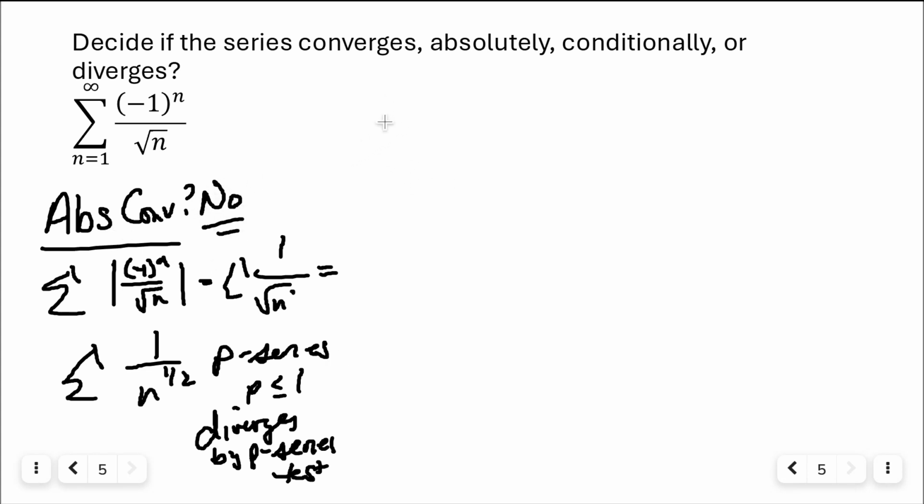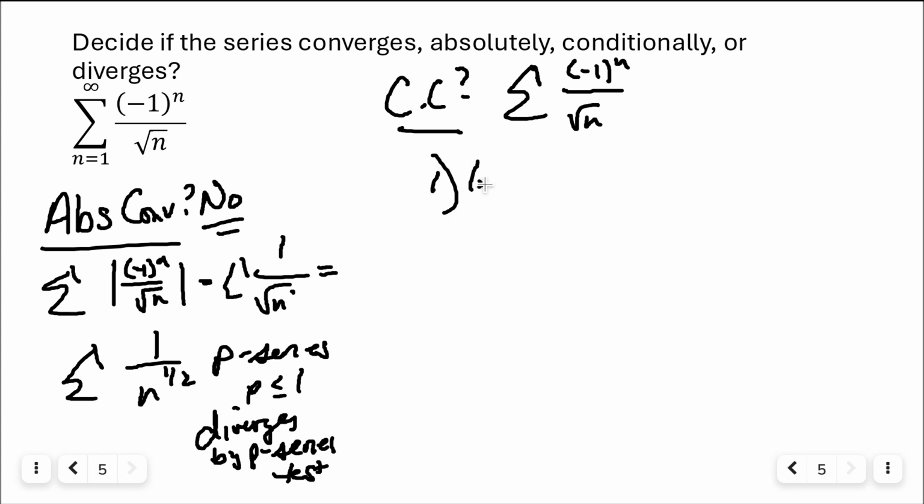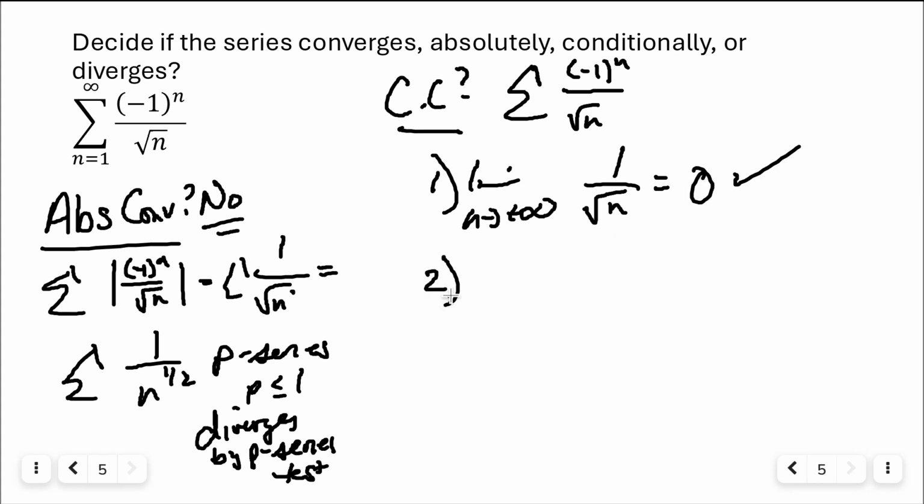Now the question is, is it convergent under the condition that it alternates? Well, let's see. To figure that out, I need to use the alternating series test. So the alternating series test says the limit as n goes to infinity of 1 over square root n, 1 over the square root of infinity, that's 1 over something really big. That goes to 0 still, so that works. And then a sub n plus 1 has to be less than or equal to a sub n. So 1 over the square root of n plus 1 has to be less than or equal to 1 over the square root of n.